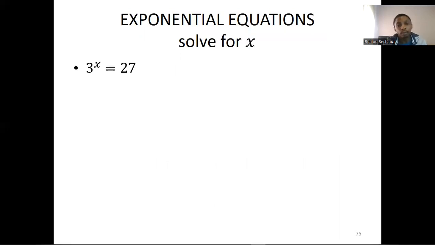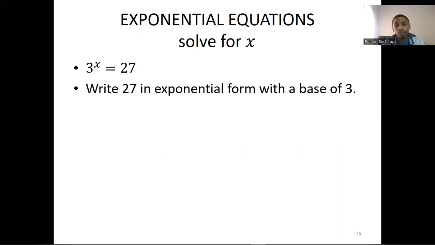Now, what if we've got something like this? We don't have bases that are equal here. Try by all means to write 27 in simplest exponential form with a base of 3 so that we can have same bases. Once we have same bases, we can just drop the bases and equate the exponents. What is 27 in simplest exponential form?